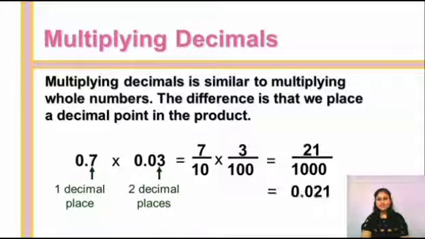7 times 3 is 21, and then we multiply denominators. 10 multiplied by 100 is equal to 1000. So we have the answer 0.021. In 0.7 we have one decimal place. In 0.03 we have two decimal places. So 1 plus 2 is equal to 3 decimal places, which we apply in the answer. From the right-hand side, we count 3 decimal places, then we insert the decimal point.